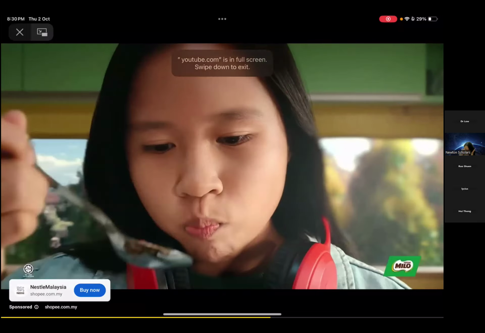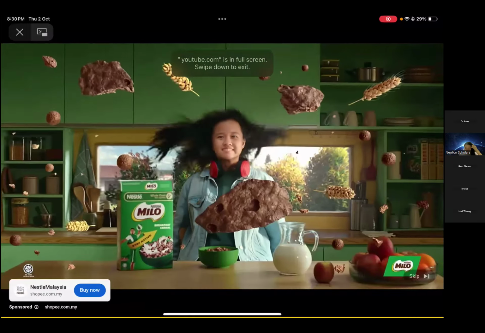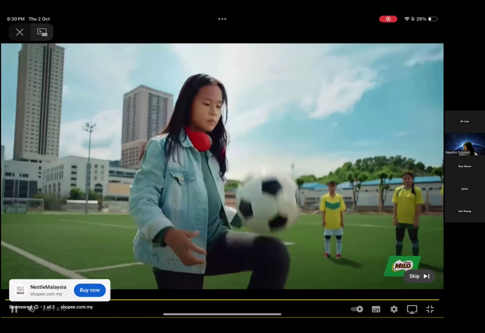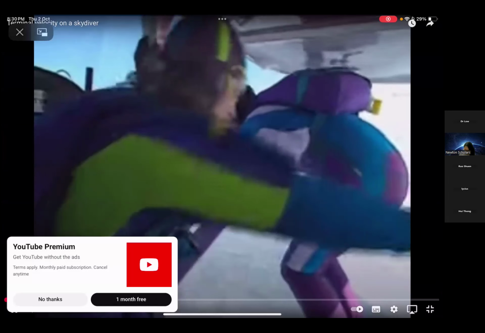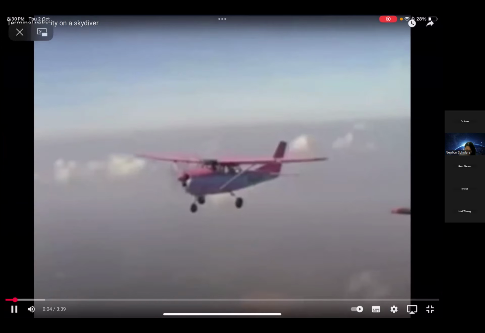Kuasai hari anda dengan cara tersendiri bersama Bijadin Sarapan Milo. Kerangupan penuh tenaga dengan Bijadin. When a skydiver jumps out of a plane at 3,000 meters, her speed goes through.